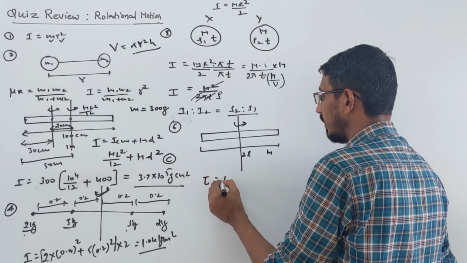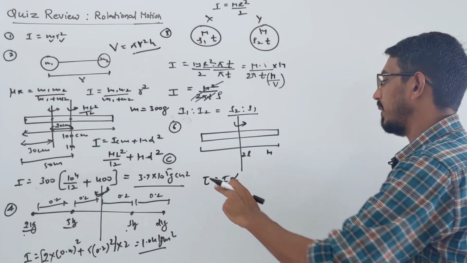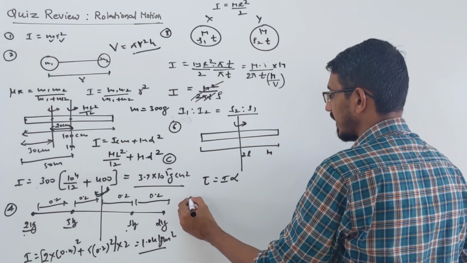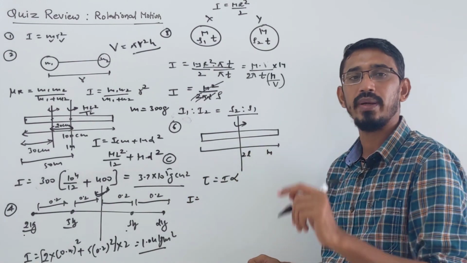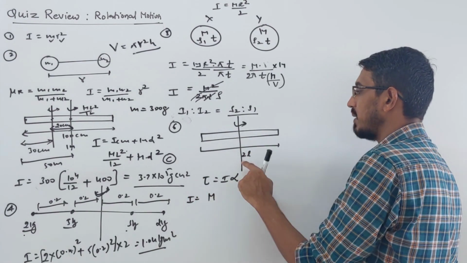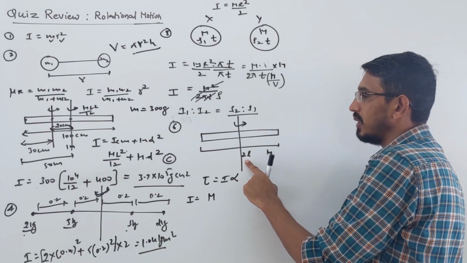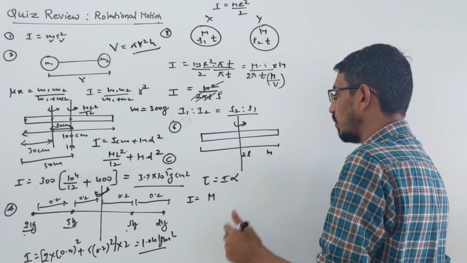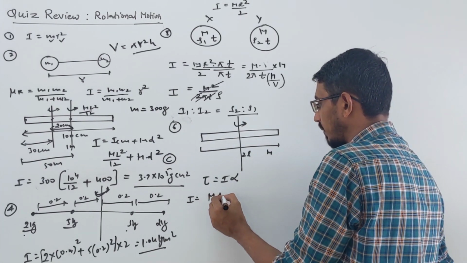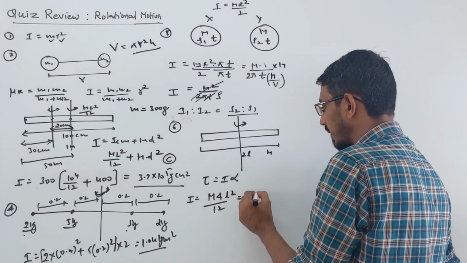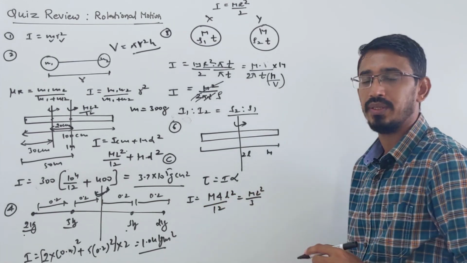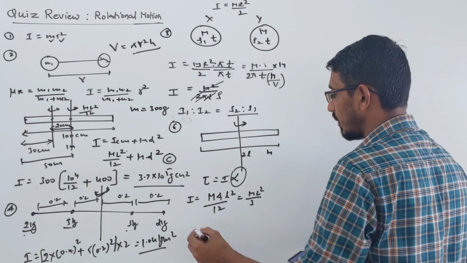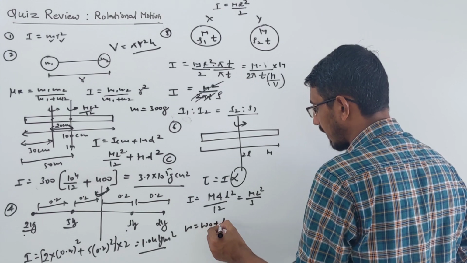The torque formula is I into alpha. We need two things: inertia and alpha. We can find inertia because the rod is rotating about its midpoint. So let's write it separately. The inertia formula is ml square by 12, where l is the length of the rod. But the length of the rod is given as 2l, so be careful. When you put 2l here, it becomes 4l square by 12, so it becomes ml square by 3. That's the inertia. Now we need alpha. Angular velocity is given to us, so you can write this formula: omega is equal to omega naught plus alpha into t.